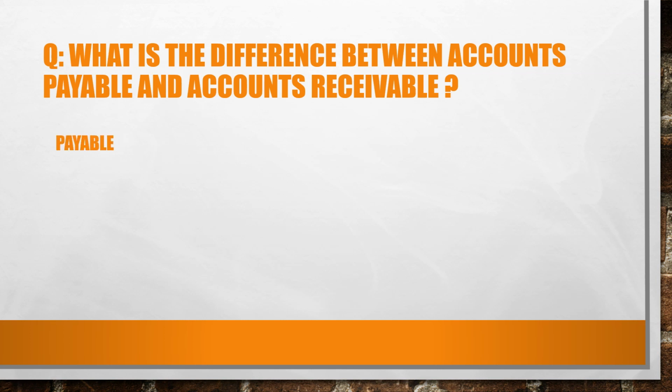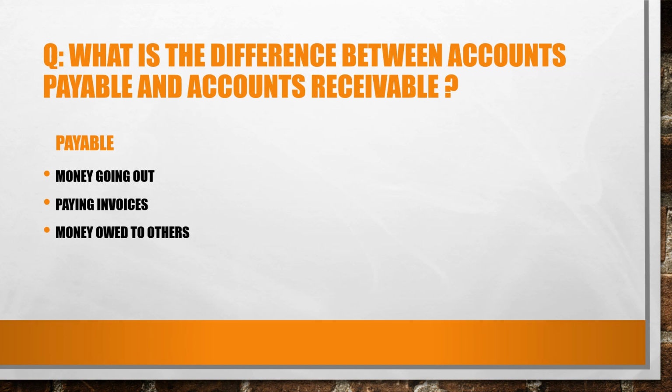It is very simple. Payable means to do with payments. Money's going out in accounts payable. Accounts payable is dealing with invoices, actually paying those invoices. It's money owed to other people, so it's not money owed to the company. It's money the company owes to others and has to be paid, and these represent liabilities that the company has.